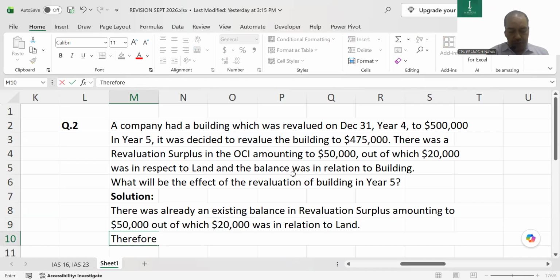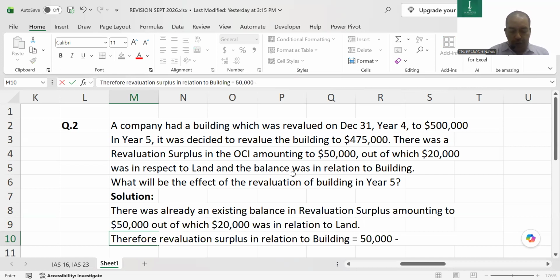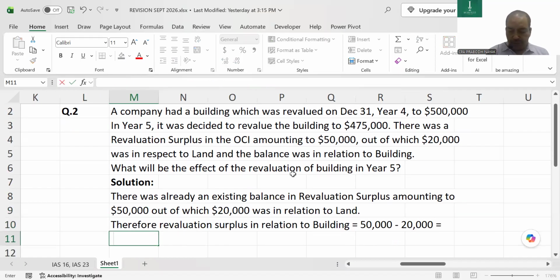Therefore, revaluation surplus in relation to building is equal to 50,000 minus 20,000. That is equal to 30,000.